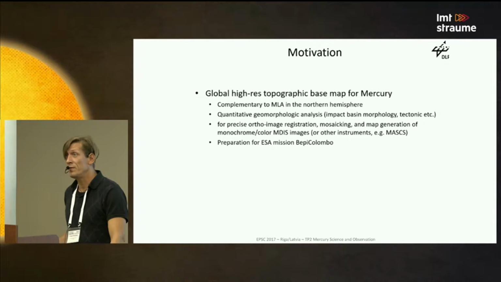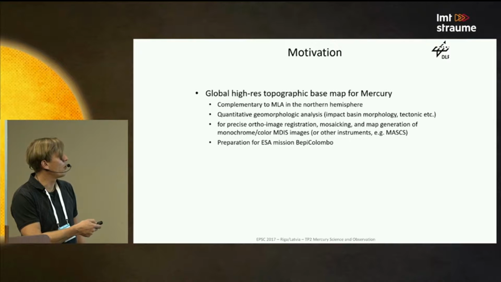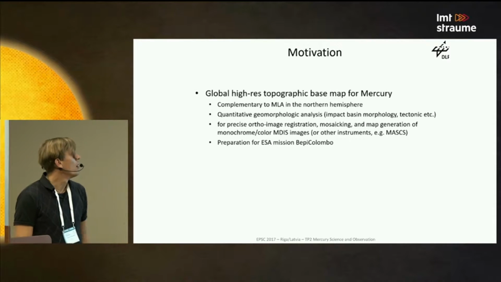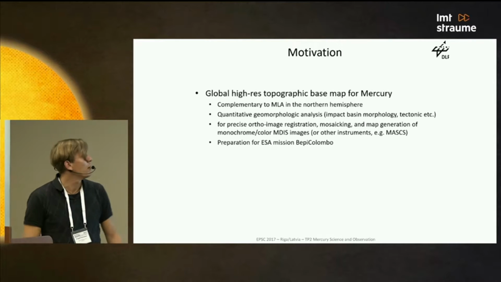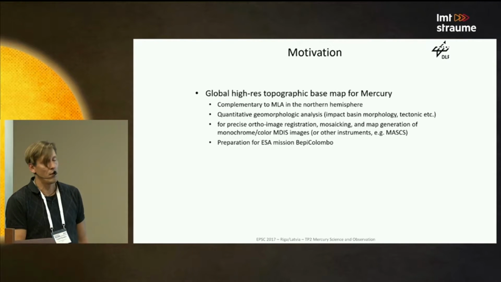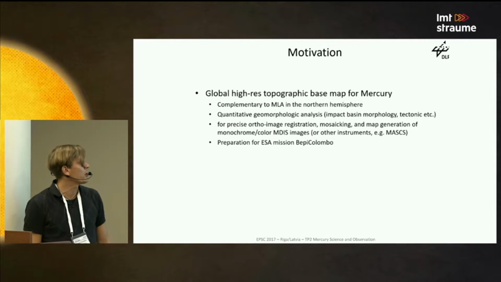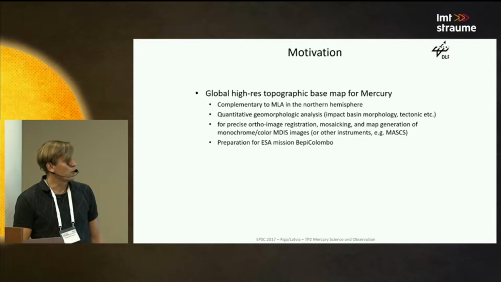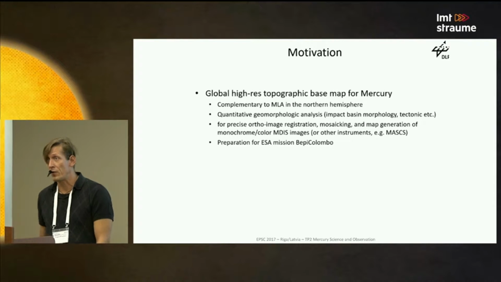So our motivation is clear. We want to have a global high-resolution topography base map for Mercury. This should be the complementary base map for MLA in the northern hemisphere. We need this for all kinds of things: for geomorphologic analysis, for precise orthorectification and many more things, and of course for the preparation of BepiColombo.